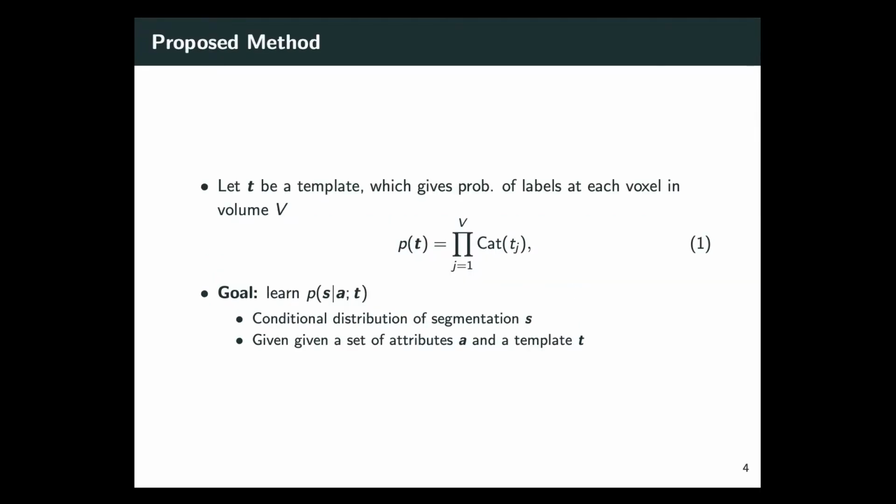Here's the setup. As I mentioned before, we have a probabilistic template that assigns probability of a given label at each voxel of the volume. In other words, a categorical distribution at each voxel. We are interested in modifying the template or prior as a function of demographic and clinical variable, all of which are collected in an attribute vector. Thus, our objective is to learn conditional distribution of a given set of attribute and template.